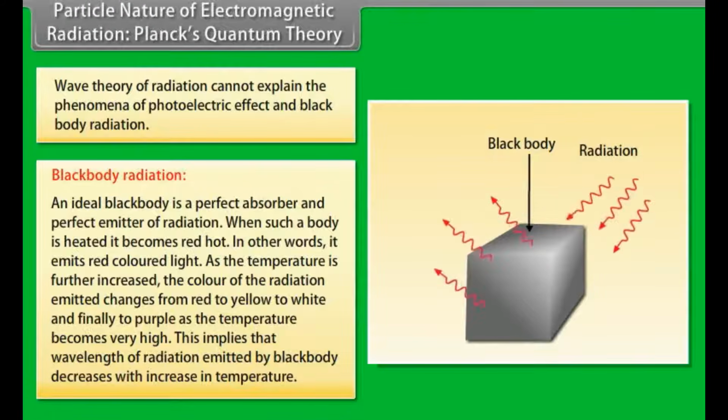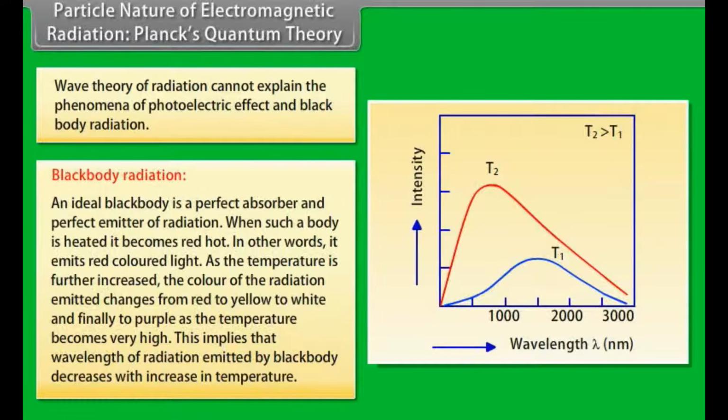As the temperature is further increased, the color of the radiation emitted changes from red to yellow to white and finally to purple as the temperature becomes very high. This implies that wavelength of radiation emitted by a black body decreases with increase in temperature. Consider the graph from right to left. At a given temperature, intensity of radiation emitted increases with decrease of wavelength, reaches a maximum value at a given wavelength and then starts decreasing with further decrease of wavelength.